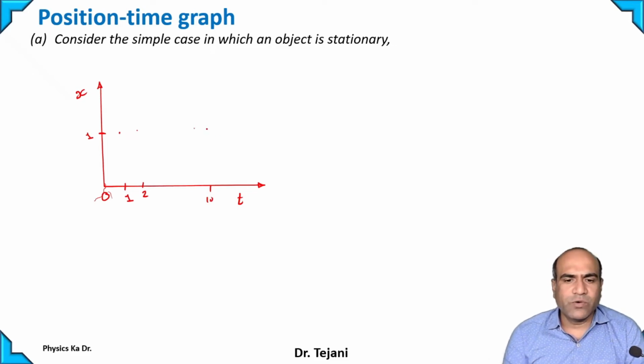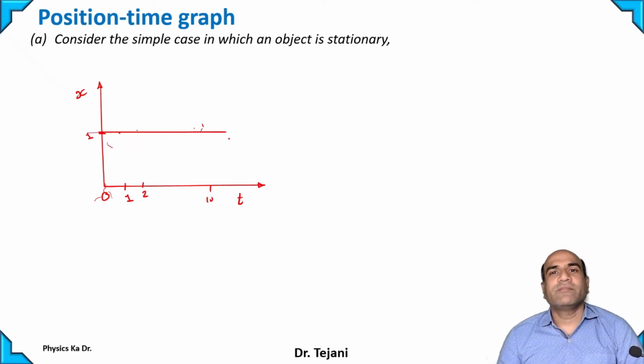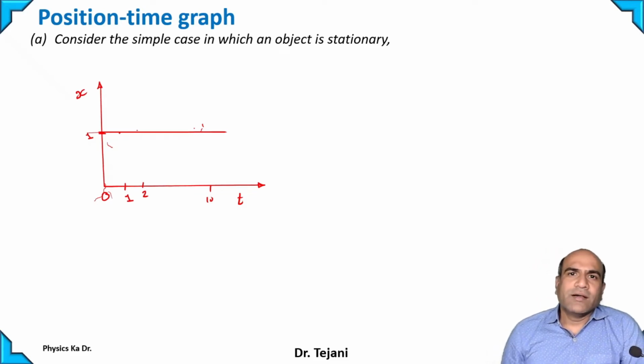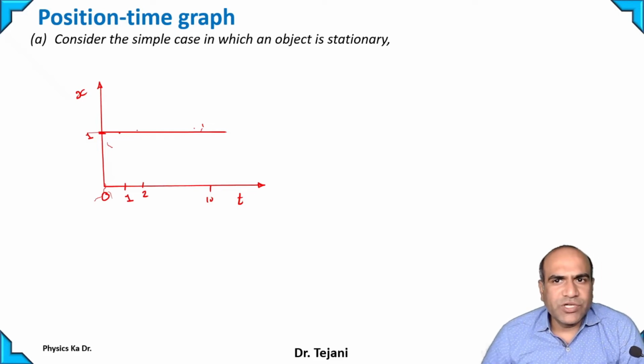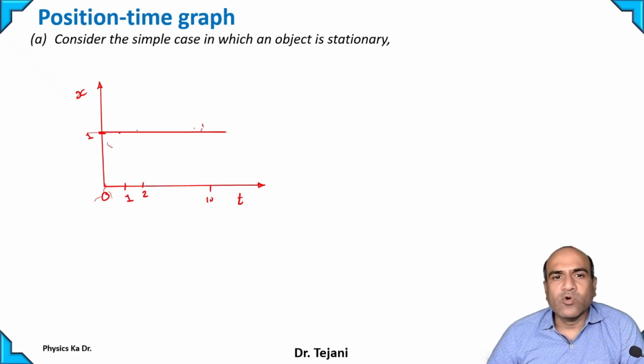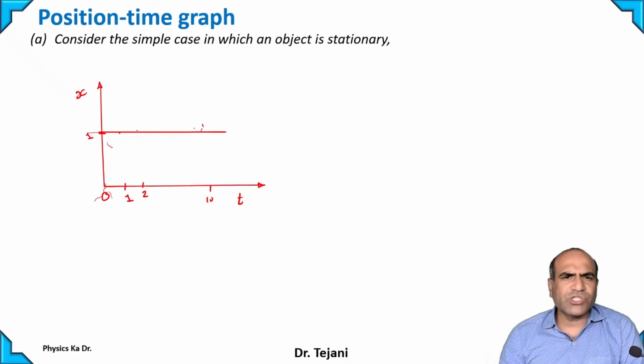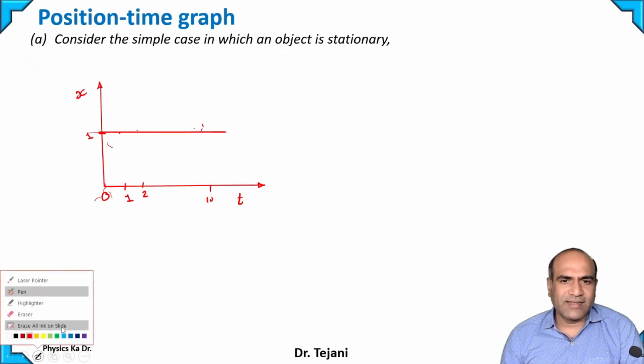So if we draw its line, what do we get? We will have this kind of a straight line graph, right? When we talk about an object which is stationary, that means it is not having any movement, any motion. Such a graph is always like that, a constant. Very simple, isn't it?